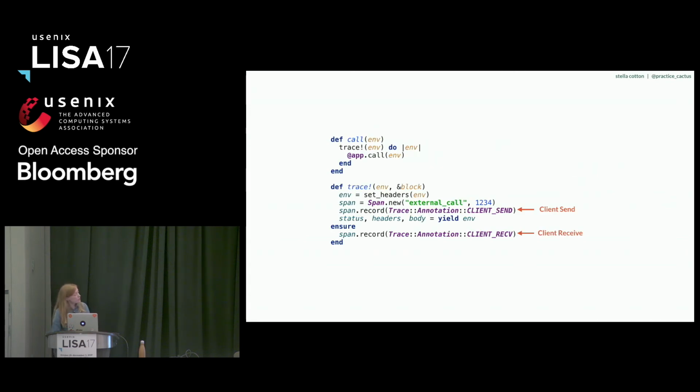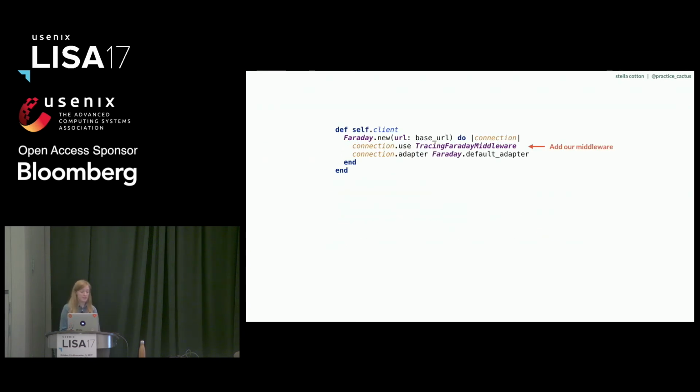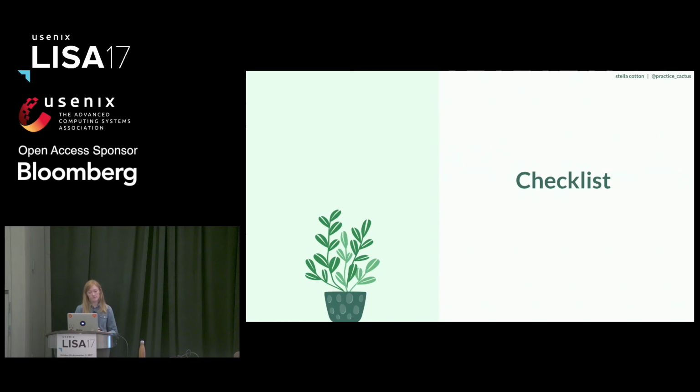So you want to record that you're starting your client send and ensure that you're recording that the client request was received. Add your middleware, similar to before, and you've traced on both sides.